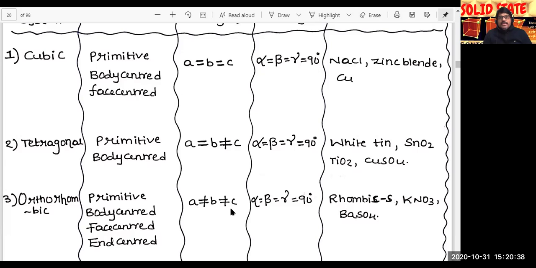Which of the following conditions is true? They may give different options, but which condition is true?